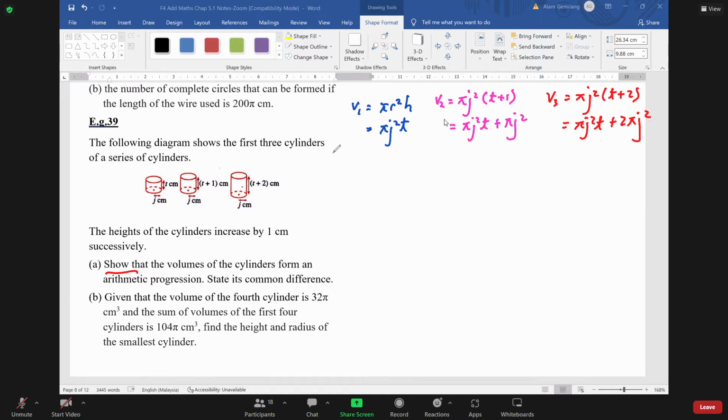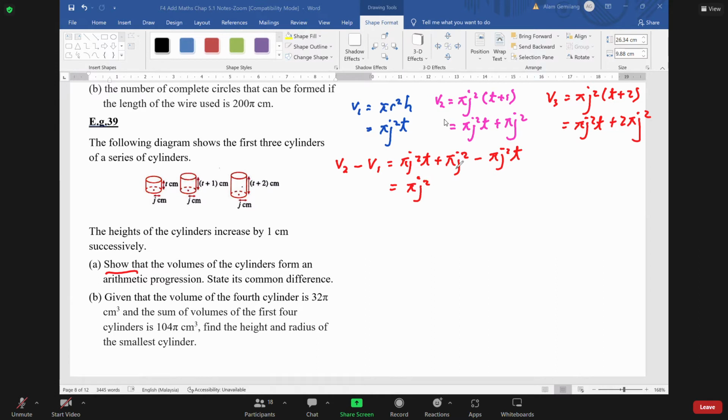So that means you say V2 minus V1. What is V2 minus V1? V2 is pi j square t plus pi j square, minus V1, which is pi j square t, right? So you get the answer pi j square.